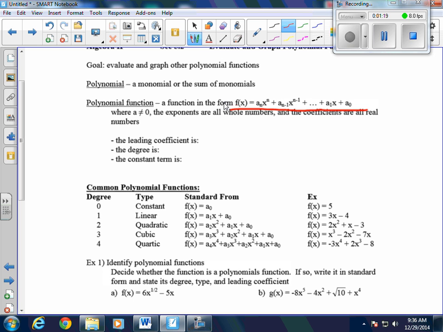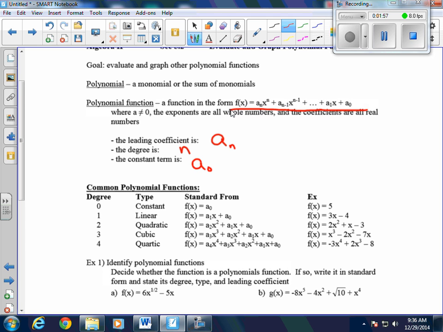Where a is not equal to 0, the exponents are all whole numbers. Okay, so they're all whole numbers again, which means we can't have negative exponents. And the coefficients must be real numbers. So the coefficients, again, is the number in front of our variable. So the coefficients must be real. So in this general form, the leading coefficient is going to be a sub n. The degree is going to be n, and the constant term is going to be a sub 0.